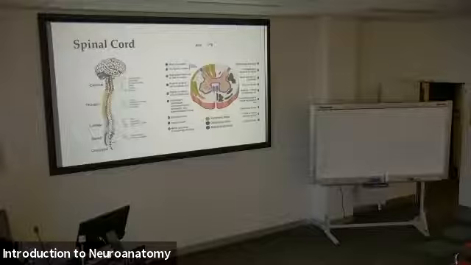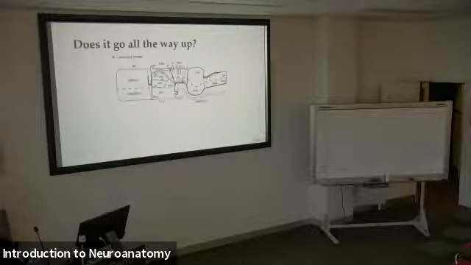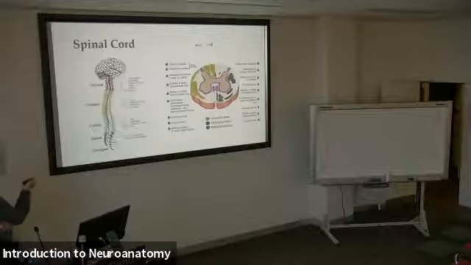Let's say you wanted to move your right leg. It would come out one of these foramina. It would hit the spinal cord, come out the foramina, and then it would extend the muscle to make you activate that movement.